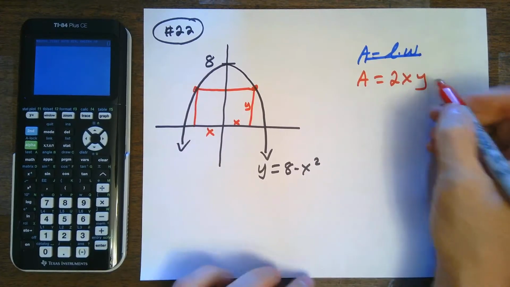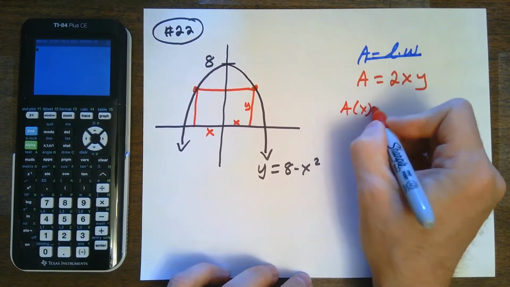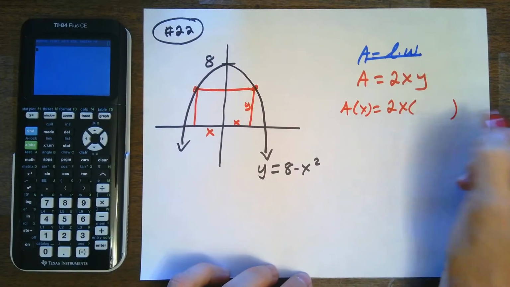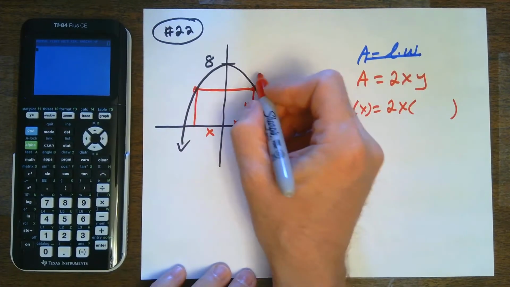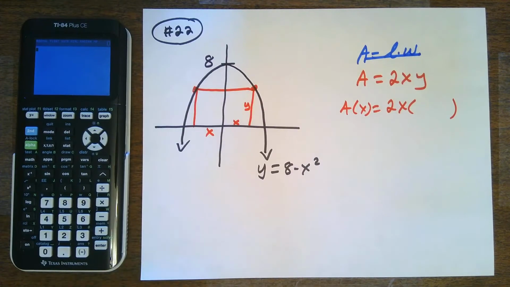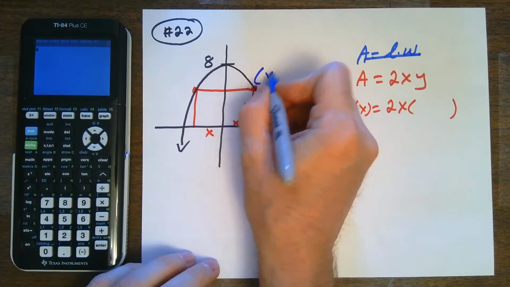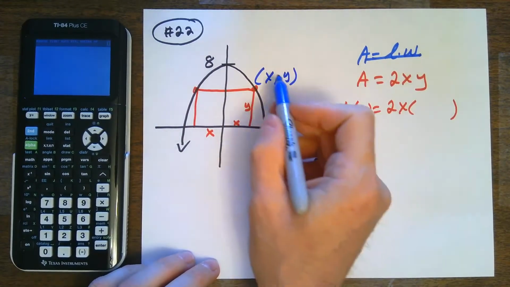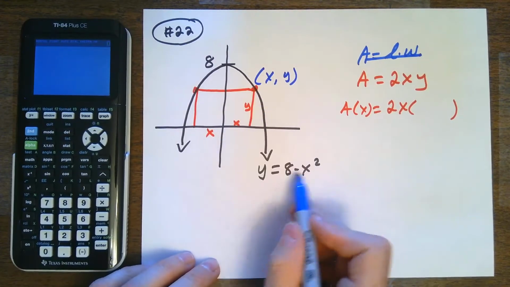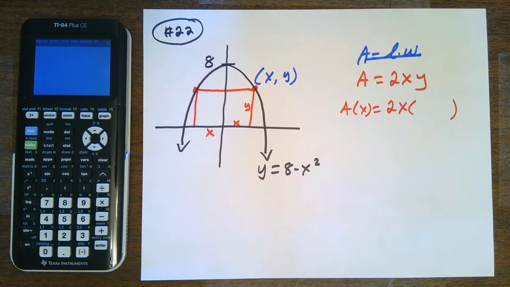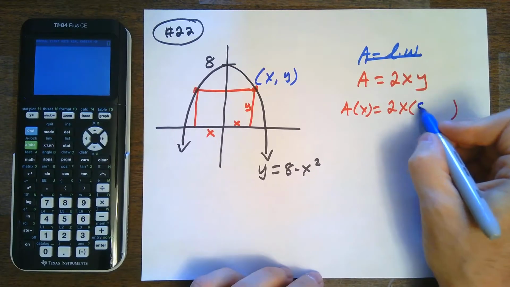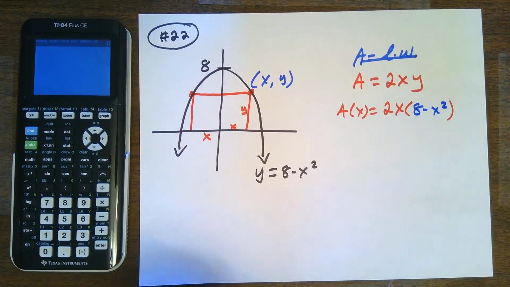Well, again, I can't have the y here. I want to write the area as a function of just x. 2x times, what can I substitute in here for y? Well, I know the coordinates of any y value on the curve. Any point has an x value, and the y value is this. So that's what I'm going to substitute in. I'm going to substitute in 8 minus x squared.